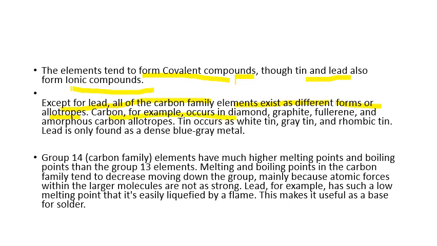Carbon, for example, exists in various allotropes like diamond, graphite, fullerene and the amorphous carbon allotropes. Tin occurs as white tin, grey tin and rhombic tin, and lead is found as a dense blue-grey metal. So except lead, all the elements in group 14 have various allotropes.